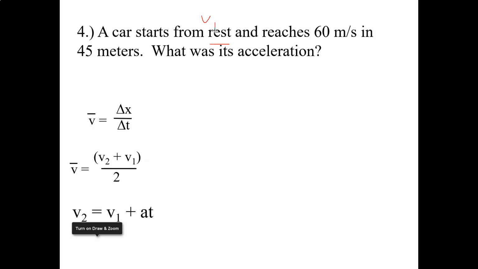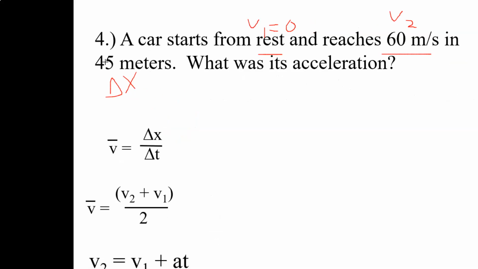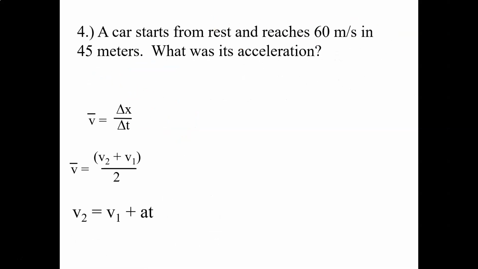It gives us v1 is equal to 0, as frequently happens. Reaches 60 meters per second and 45 meters. That v2 is 60 meters per second, and the displacement is 45 meters. What was its final velocity? Or what was its acceleration, sorry.